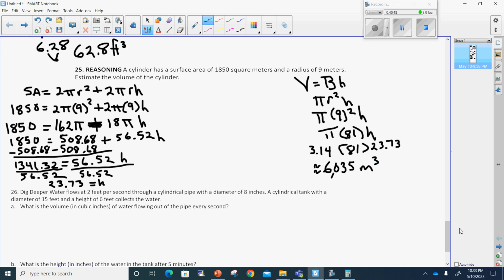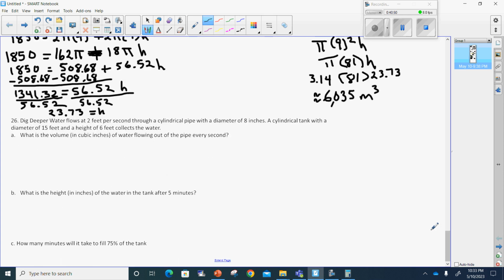All right, number 26 is yours to do. I think it's the last one. Thank goodness. I'm ending this, which is our last homework assignment.